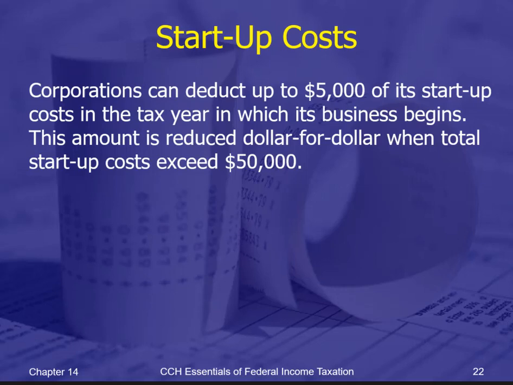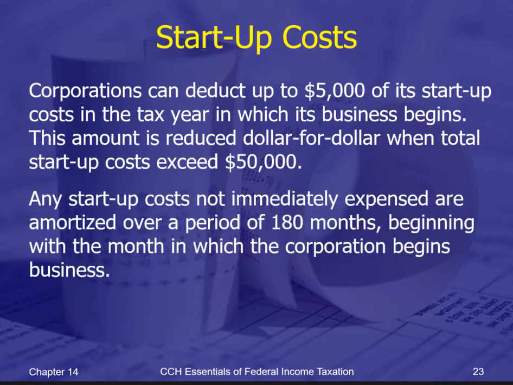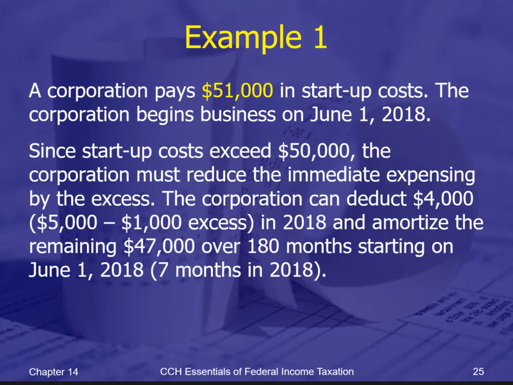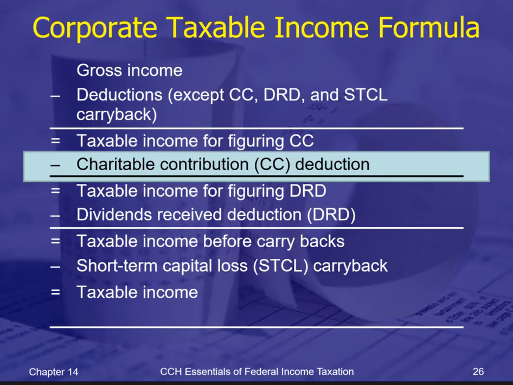$5,000 reduced for amounts over $50,000, okay? And then anything that you don't deduct immediately, you get to deduct over 15 years or 180 months. So $51,000, reduce it to $4,000 in 2018 and amortize the rest, $47,000, over 180 months for 7 months during 2018. All right, next special deduction, you might say, or the first special deduction.